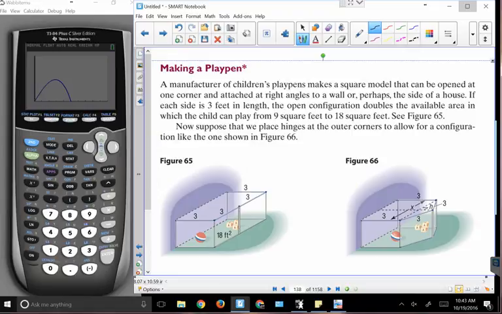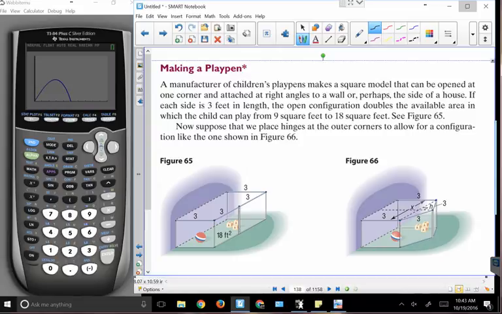Okay. A manufacturer of children's playpens makes a square model that can be opened at one corner and attached at right angles to a wall or perhaps the side of a house. If each side is 3 feet in length, the open configuration doubles the available area in which a child can play from 9 square feet to 18 square feet. Okay, now suppose we place hinges at the outer corner to allow for a configuration like the one shown here. Okay. So instead of the regular old playpen being square like it normally would be, we can detach it, hinges out, so we get that nice little rectangle for the little buggers.